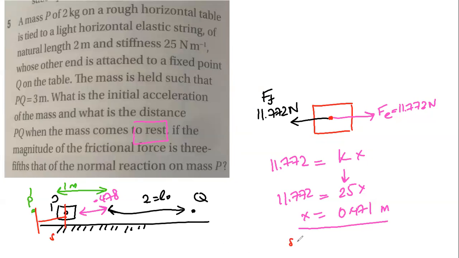So now s is basically the original extension, which is 1 meter, minus the final extension, which is 0.471. And if I do that, I get 0.529 meters. This is the distance traveled. Now, of course, you can just round it to 2 SF, 0.53 meters around. That's your answer for the second part.